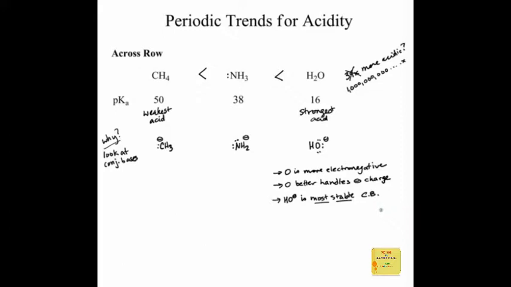Now, what is the relationship then between stability and reactivity? Well, the more stable something is, the lower in energy it is, the less reactive it is. So because it is more stable, hydroxide is the weakest conjugate base. It is the least reactive.